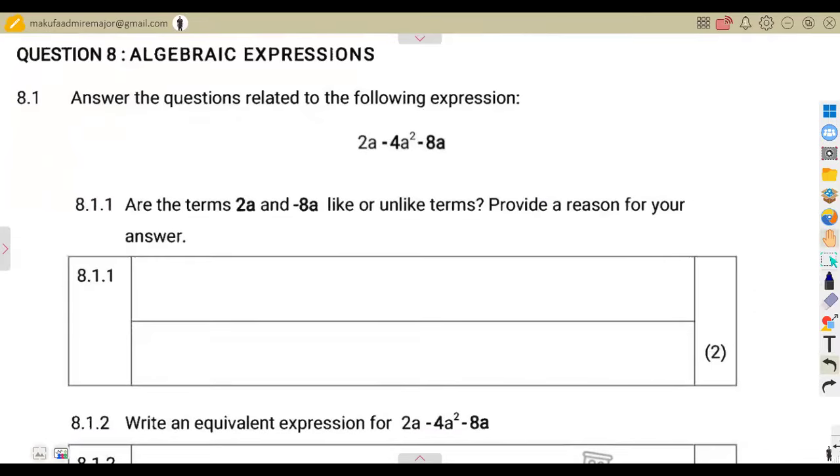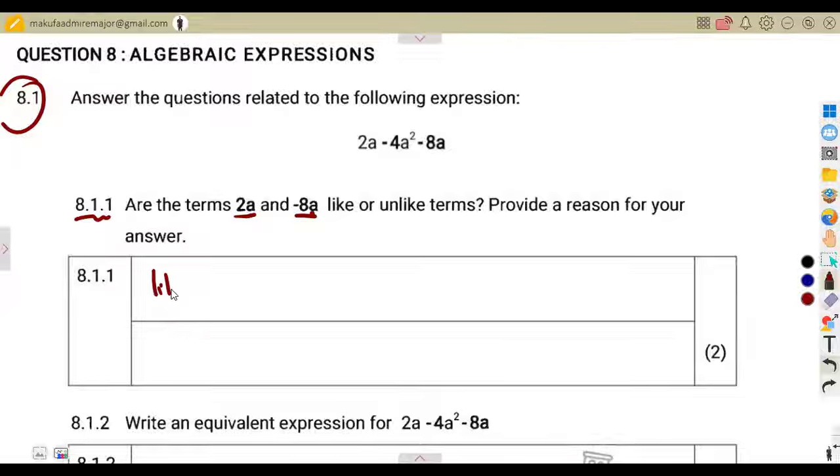Question number 8, algebraic expressions, 8.1. Answer the questions related to the following expression. This expression, 2a minus 4a squared minus 8a. 8.1.1, are the terms 2a and minus 8a like or unlike terms? Provide a reason for your answer. So 2a and minus 8a, these are like terms. We have got a, we've got a. They are of the same exponent also. So these are like terms.